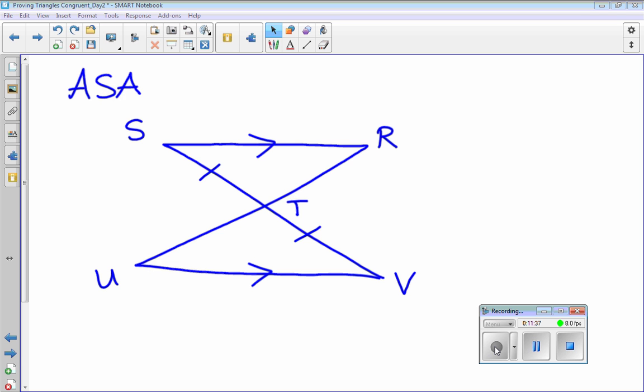Well, ST and BT, those are sides. Those are given to us. But do I know any angles that are congruent? Oh, yeah. How about this? Do I know any, again in a different color or highlighter, what angle do I know is congruent to that angle?